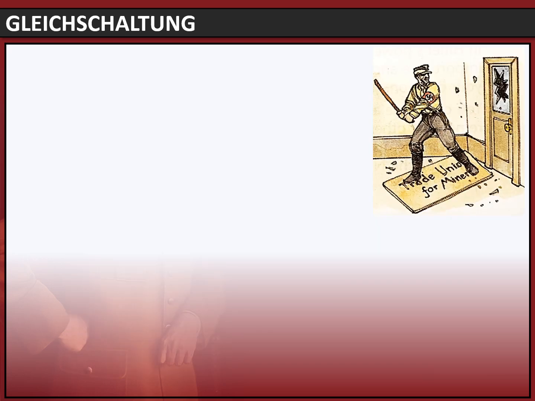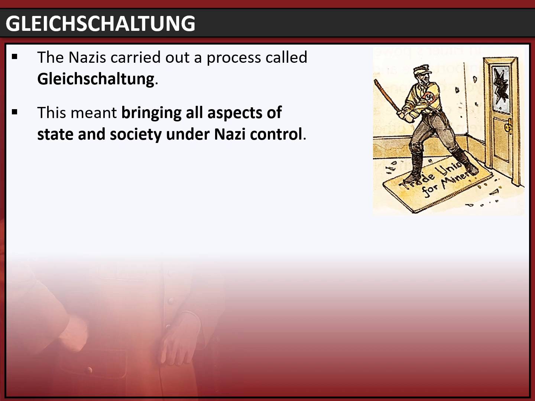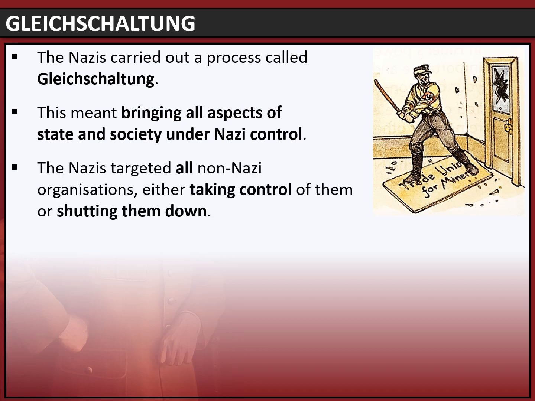Okay, so how did Hitler actually go about dealing with these external opponents then? We're going to talk about Gleichschaltung. After the Enabling Act, the Nazis began a process which we call Gleichschaltung. Now that's a German word and it's on your knowledge organisers and I want you to learn it. Gleichschaltung means bringing every single aspect of state and society under Nazi control. And that's exactly what the Nazis did. They targeted all non-Nazi organisations, either taking control of them or shutting them down completely.